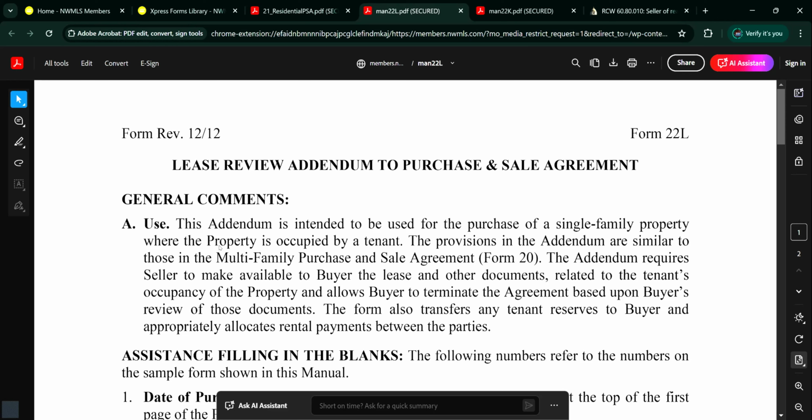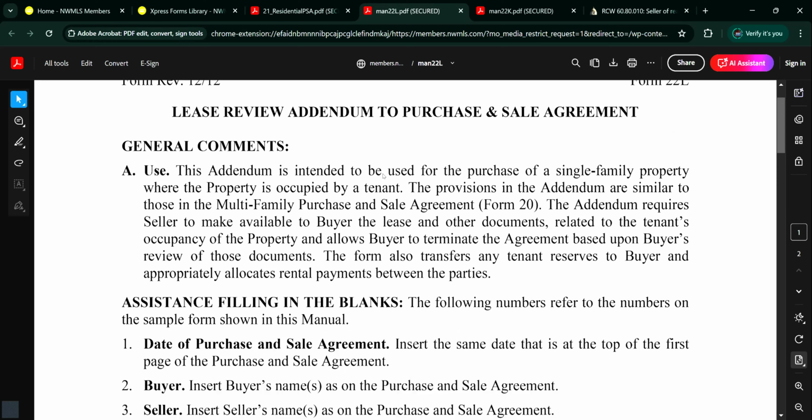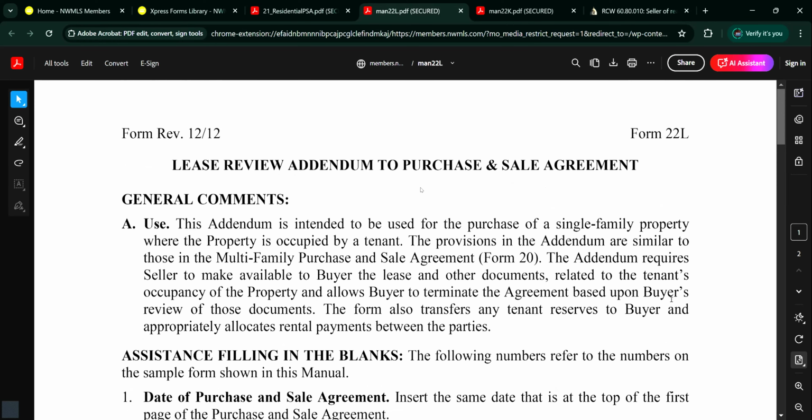All right, time to jump to our next form. This is the lease review addendum to the purchase and sale agreement. It's a pretty short one, but it is important. Literally, we dealt with a deal in our office that was supposed to close in December but ended up closing in January. The situation was our broker listed this property. It was multi-family.